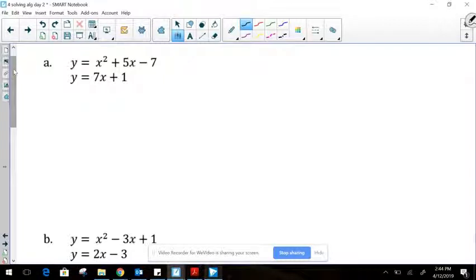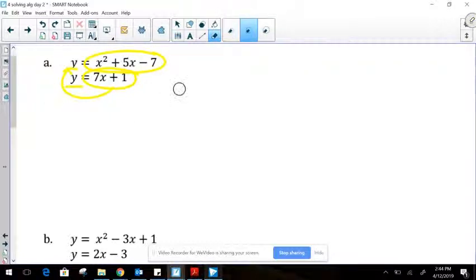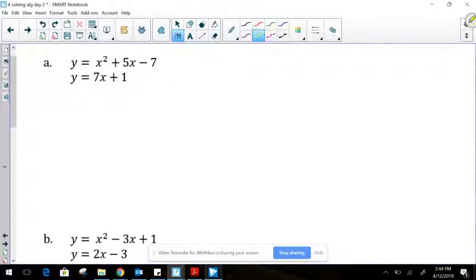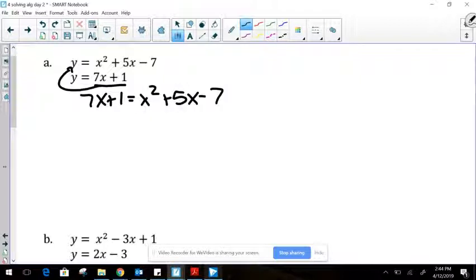Backside. Okay, so what I'm going to do first is see, I have a y equals on both of them. So that means that this half is equal to this half. I can just substitute it in over here, however you want to think about it. All right, let's erase those yellows so we can see better. Okay, so I'm going to plug in 7x plus 1 right up here. So that's equal to x squared plus 5x minus 7.